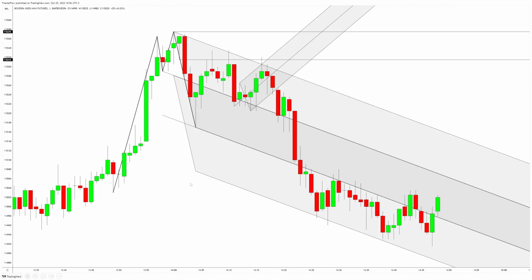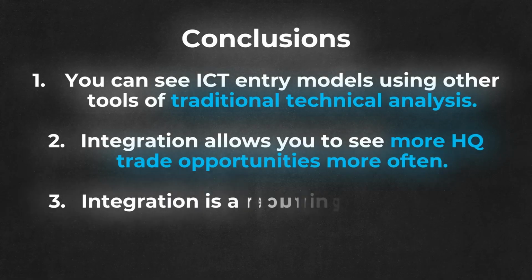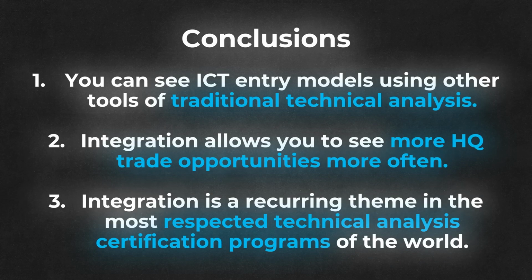There are other ways of seeing this trade using different tools of technical analysis, but of course I want to draw your attention to the methods I find to be the most reliable. In conclusion, you can see ICT entry models using other traditional perspectives of technical analysis, and this is just one example of how that would manifest in real price charts. Beyond that, the idea of integrating multiple technical analysis approaches, which is what I teach, allows you to see more high-quality trades like this. You don't want to trade just with high quality, you want to trade with high quality and with high frequency as well.